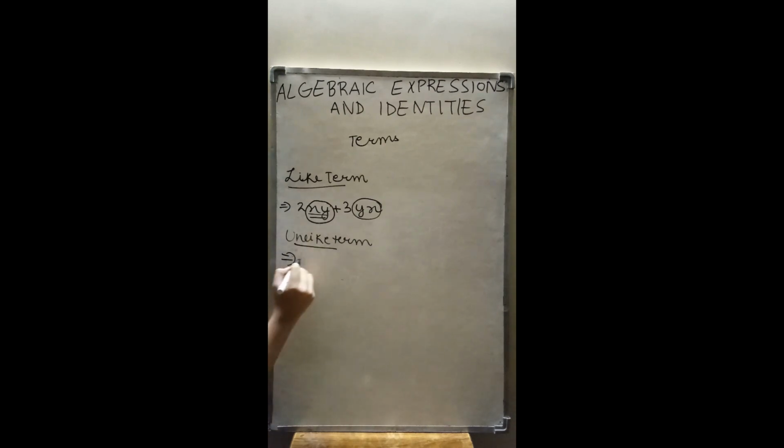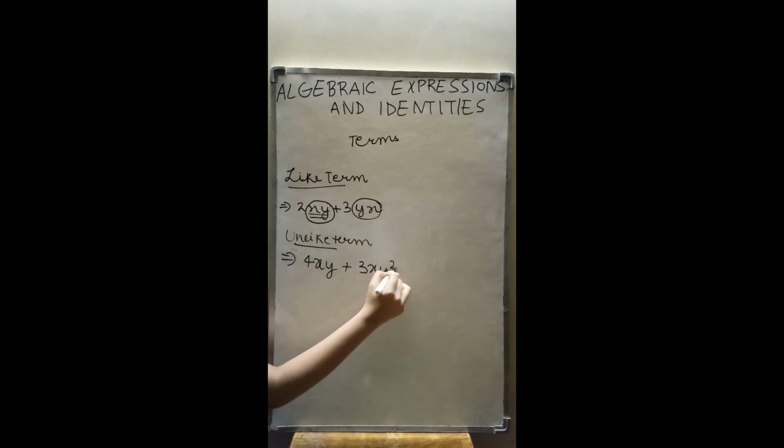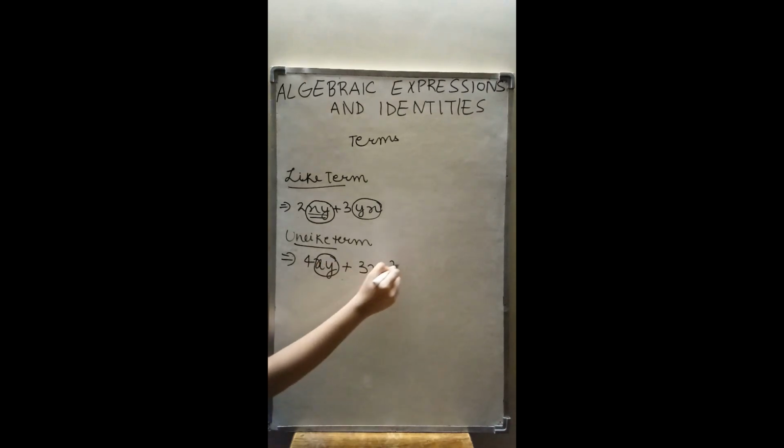And if I write 4xy plus 3xy square, so this is not a like term because the variables are different. So this was like terms and unlike terms. Now let's move to the next topic.